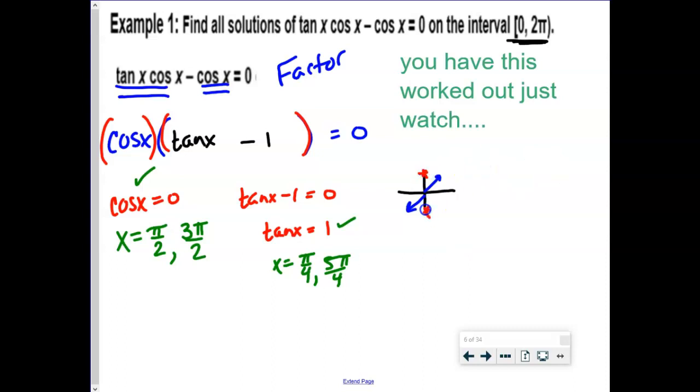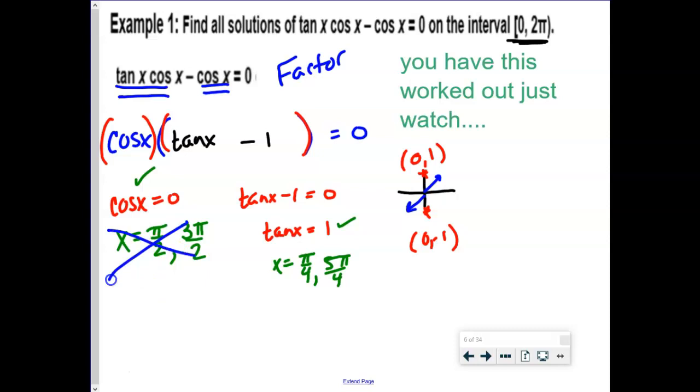Here and here, right? This is the ordered pair 0, 1, and this is the ordered pair 0, negative 1. So if you were to find tangent at pi over 2 and 3 pi over 2, tangent is undefined. Think of this in terms of your experience with algebra. When you plug solutions back in, you get something bogus, like a divide by 0 undefined thing. Those answers are extraneous. We have extraneous solutions here.